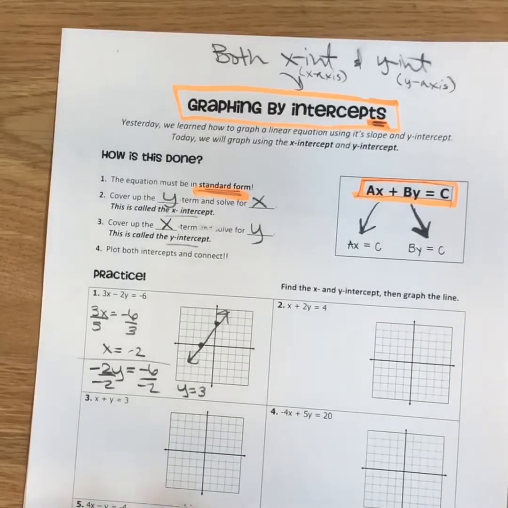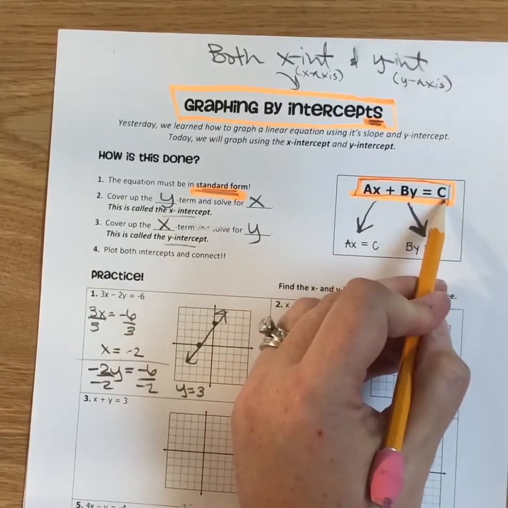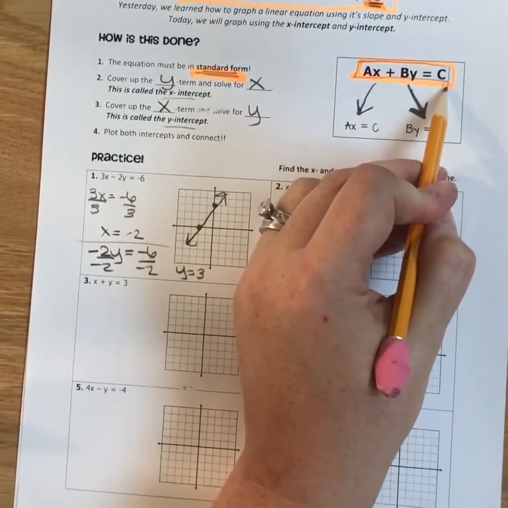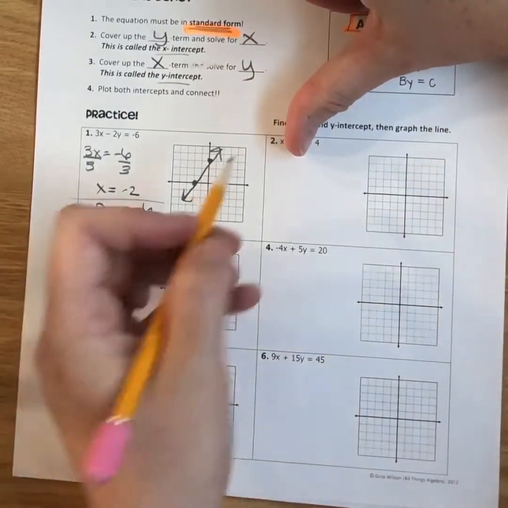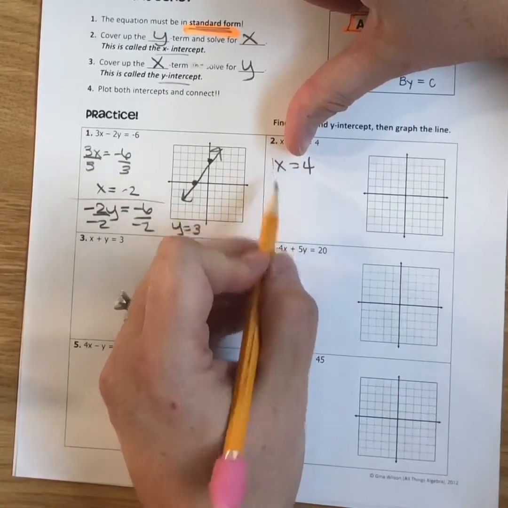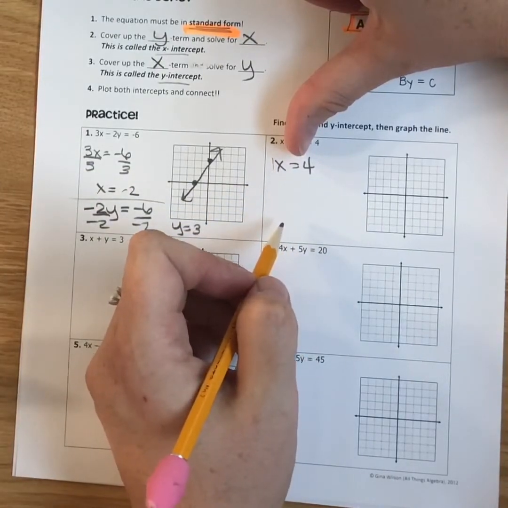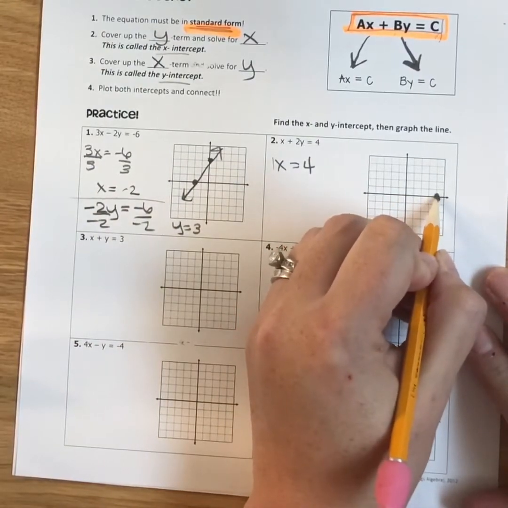This is really, really simple, but it doesn't always work. That's why we learned this and the y equals mx plus b, because not always does the a go into the c evenly or the b go into c evenly. So like number 2, if I do the cover up, I have x equals 4. Well, guess what? The a is 1. I don't even need to divide by 1. So I can just graph my x-intercept at positive 4.